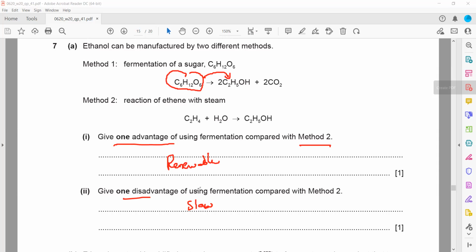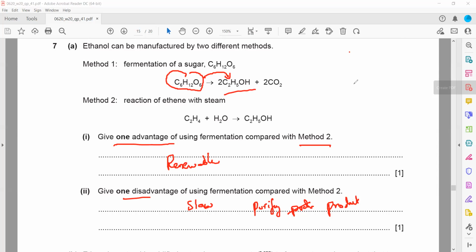Batch process means the reaction will start and then stop, then start, then stop, many times. Another disadvantage, we have to write only one of the disadvantages. Another one, we have to purify the product, because this does not give 100% alcohol.